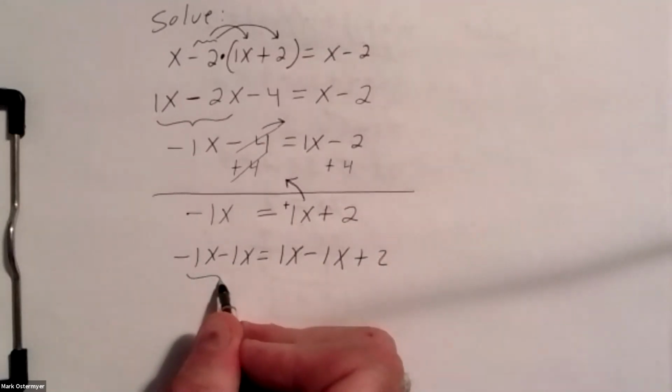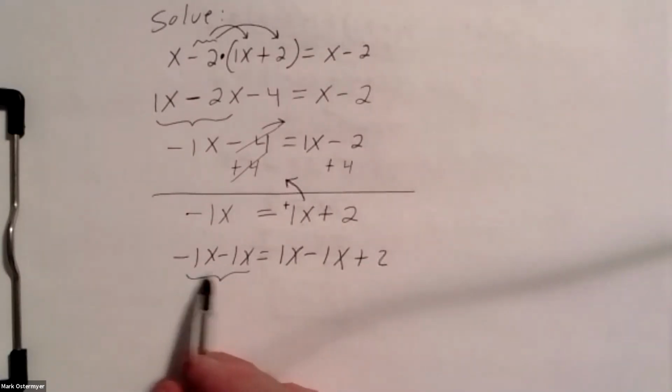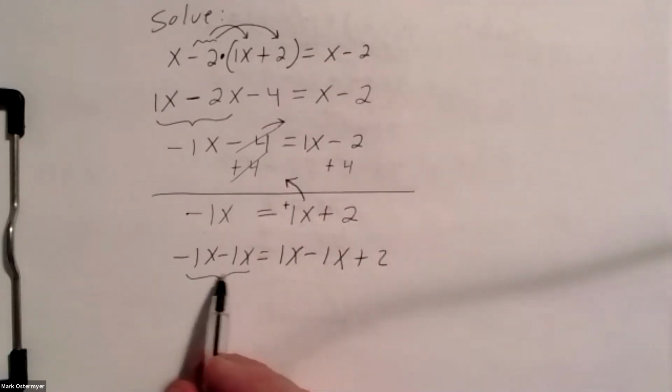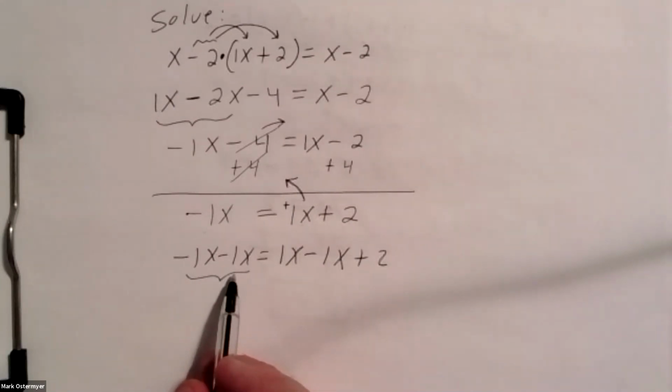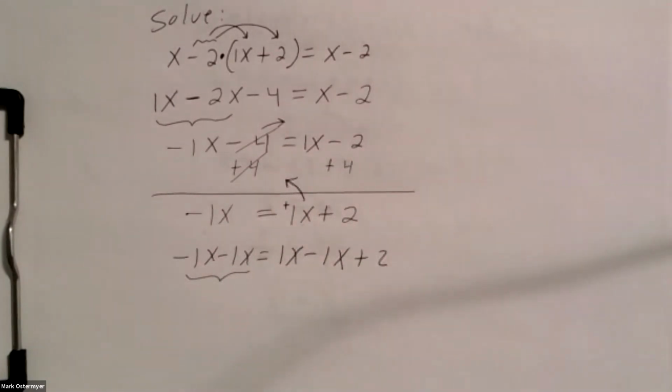Combining these like terms on the left side, -1x subtract 1x. What is -1x subtract 1x? Wait a minute, what just happened? Hello? Can you hear me? Okay. I'm not sure what happened. Okay, wow, whatever. All right, so what's -1x minus 1x?